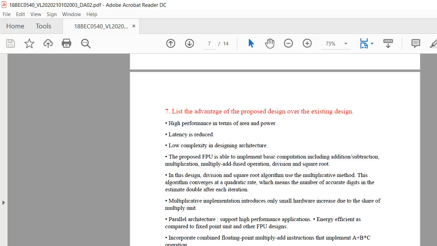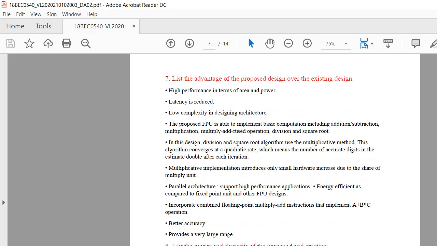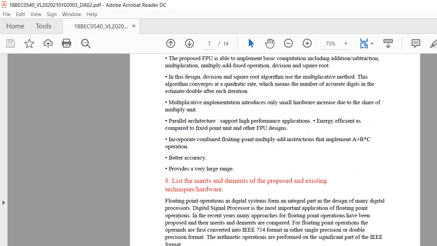These are the list of advantages for the proposed design over the existing design. Some of them are high performance in terms of area and power, latency is reduced, and low complexity in designing the architecture. It is easy to design the architecture in this manner. The proposed floating point unit is able to implement basic computations including addition, subtraction, and multiplication. In this design, division and square root algorithms use the multiplicative method. Multiplicative implementation introduces only a small hardware increase due to the sharing of the multiplier unit. Parallel architecture supports high performance applications. It is energy efficient as compared to the fixed point unit. Better accuracy is provided by it, and it provides a very large range of numbers.